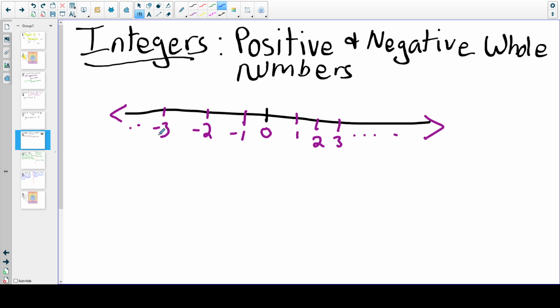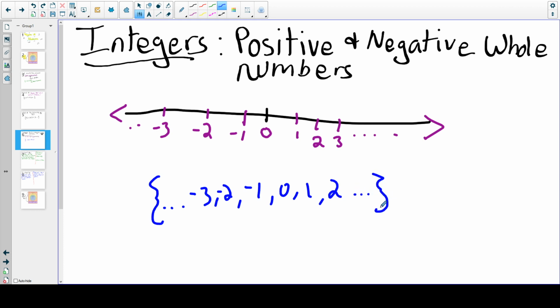If we had to write a set, using set notation, we can say we're starting from negative infinity. We have -3, -2, -1, 0, 1, 2, and so on and so forth. Do you see in this notation we have an infinite amount of numbers over here and an infinite amount of numbers over here, and we're just representing all the numbers that we call integers. So again, integers are positive and negative whole numbers.